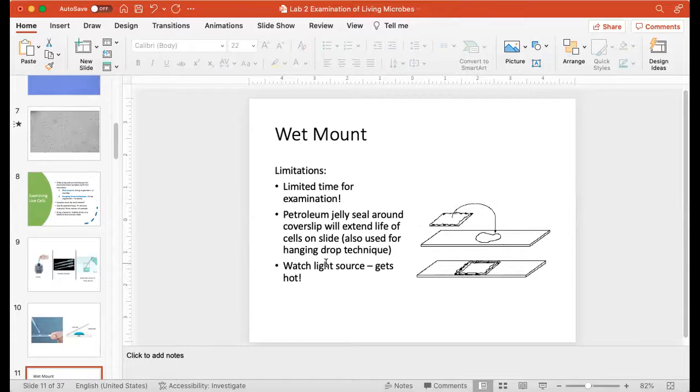You have to remember though, the light source on a microscope gets very hot and it will heat up that liquid and it will evaporate it pretty quickly. So that's really the only limitation to a wet mount, is that it's not going to last very long. So if you're just looking to see if there are cells and if they're motile, you can do that within 15 minutes. That's not too hard.